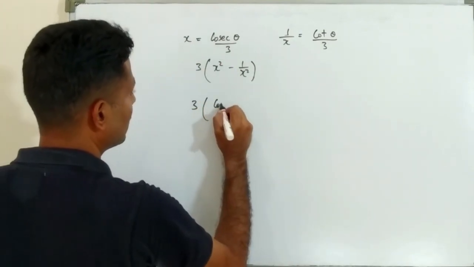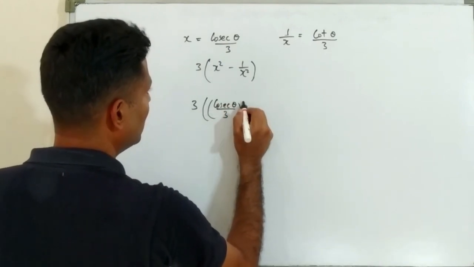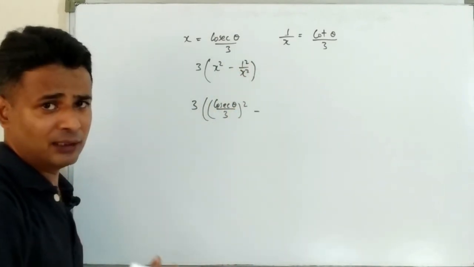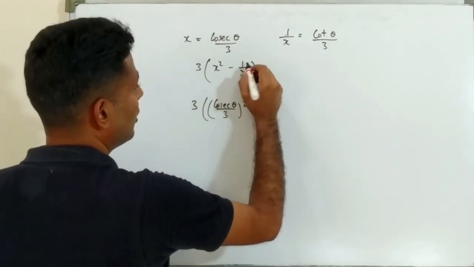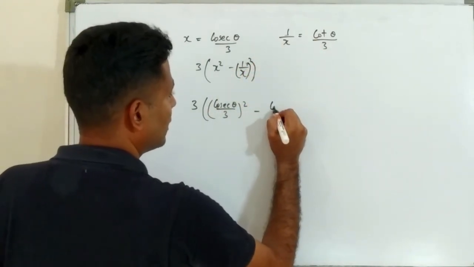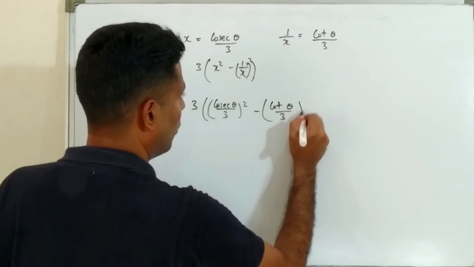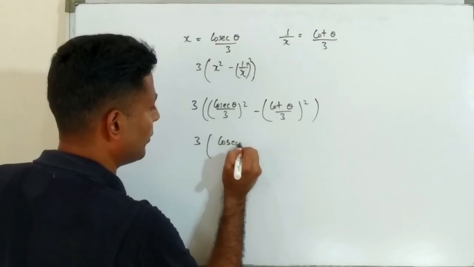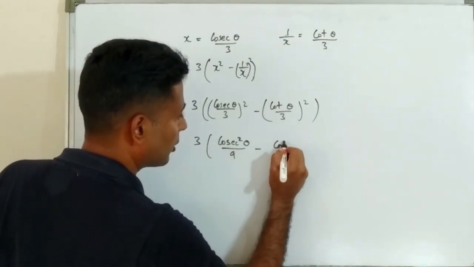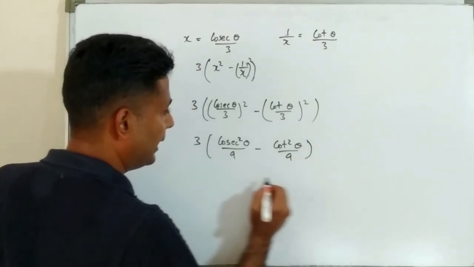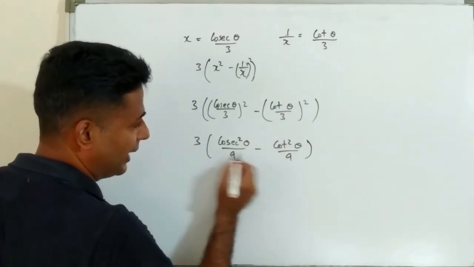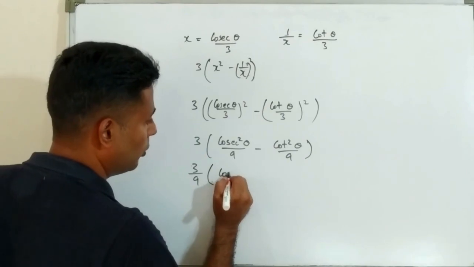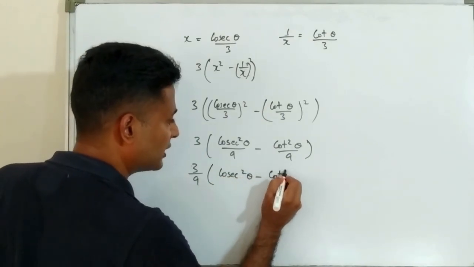x square is cosec theta by 3 whole square, and minus 1 by x square can also be written as 1 square by x square, because 1 and 1 square is the same, which means this can be written as 1 by x whole square. But what is 1 by x? Cot theta by 3 whole square, right? So we get 3 into cosec square theta by 9 minus cot square theta by 9, right? By now I can take 9 common, so I'll bring 1 by 9 out, so it becomes 3 by 9 into cosec square theta minus cot square theta.